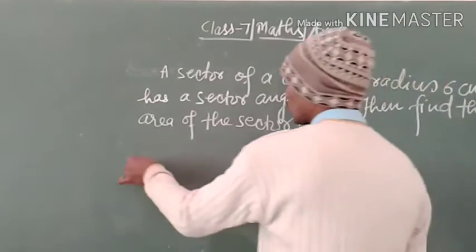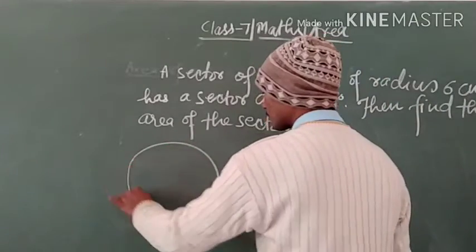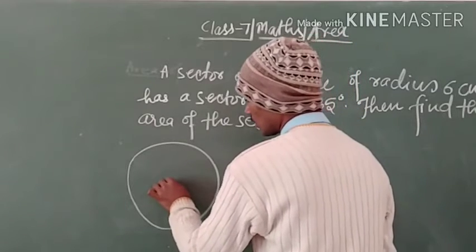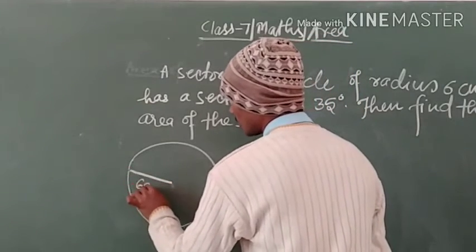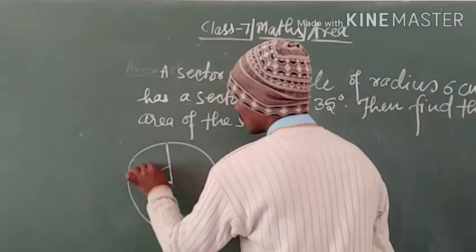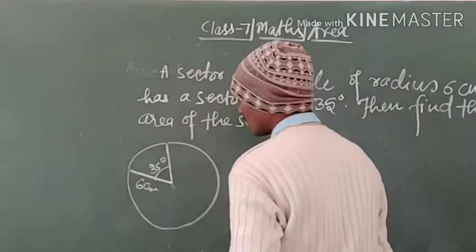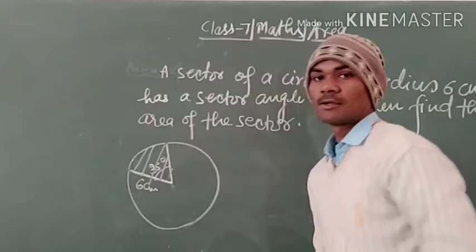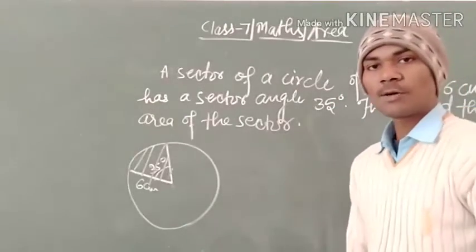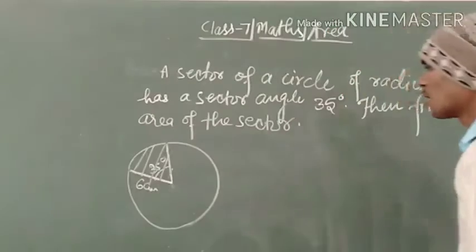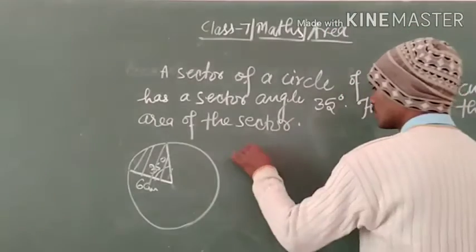So let's draw a circle. Here the radius is 6 centimeter and the sector angle is 35 degree. Then we have to find the area of the shaded region. Let's see how we find it.